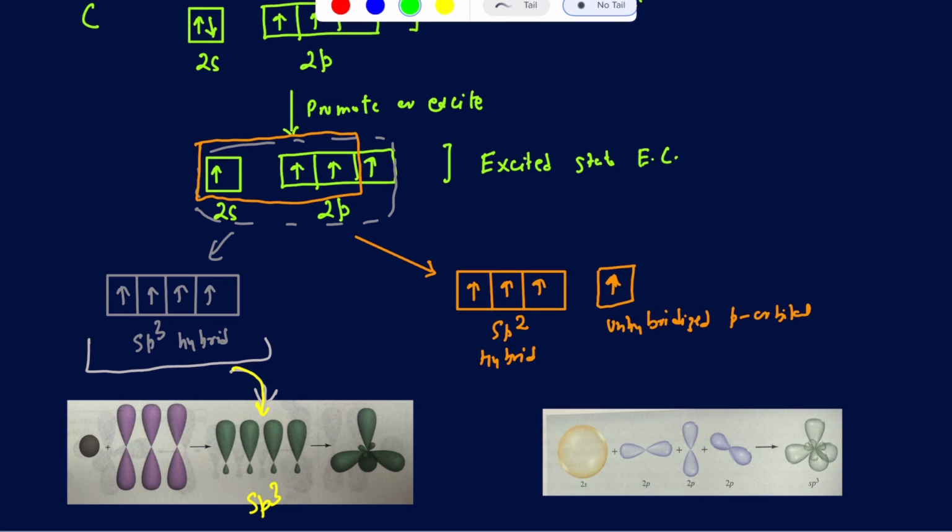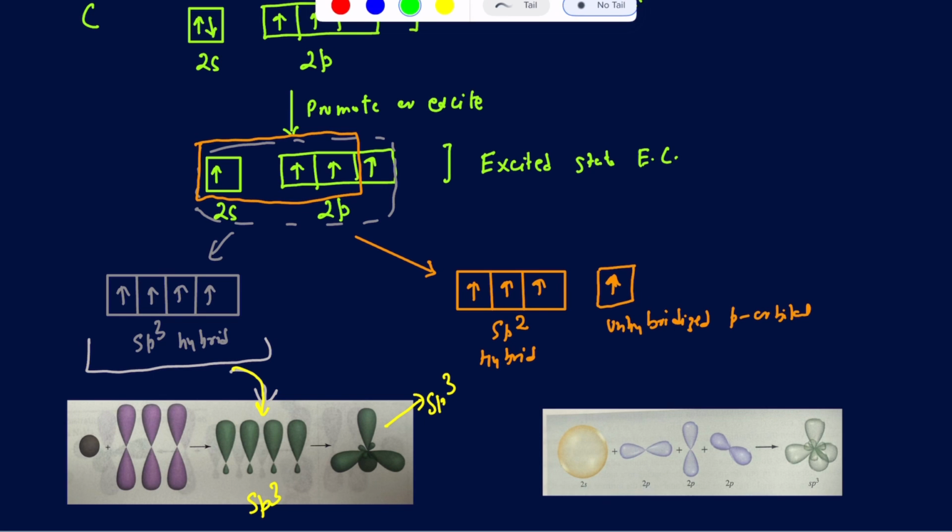And then this picture represents their drawing in 3D. Remember what I said, that these p orbitals are not aligned only vertically, but you will have one on the x-axis, one on the y-axis, one on the z-axis. So eventually this is what you're going to be seeing in a set of sp3 hybrid orbitals.